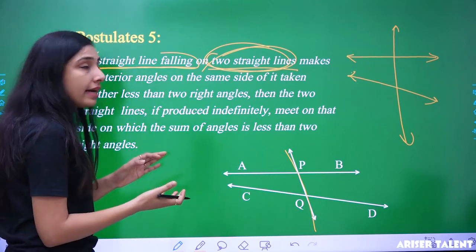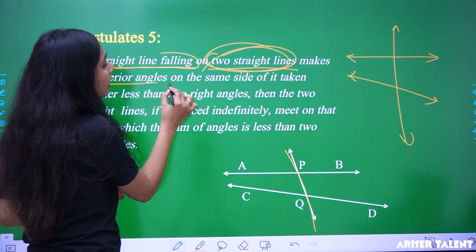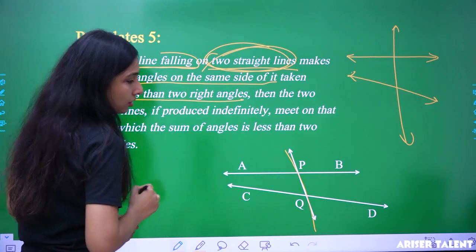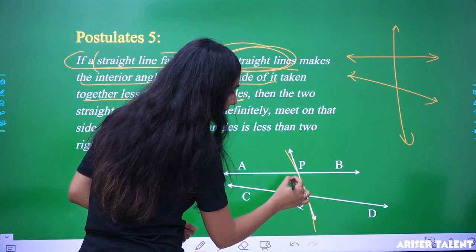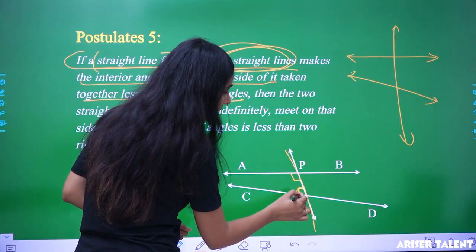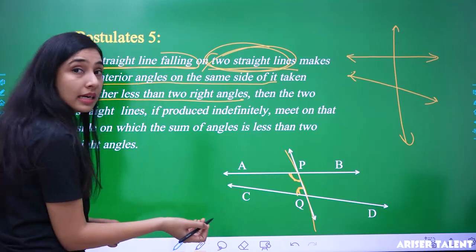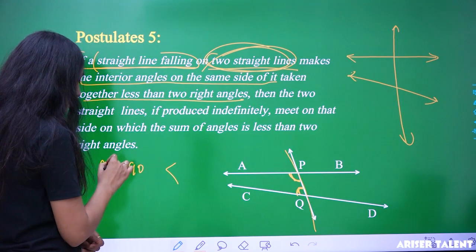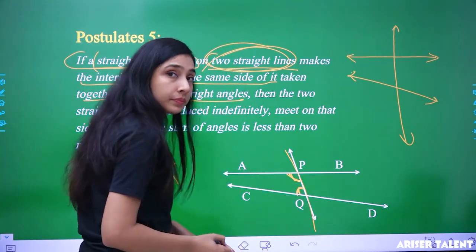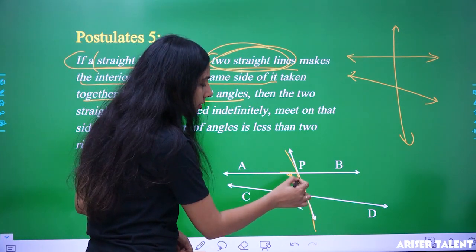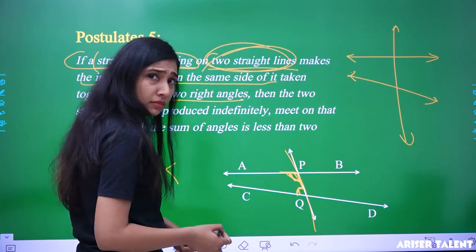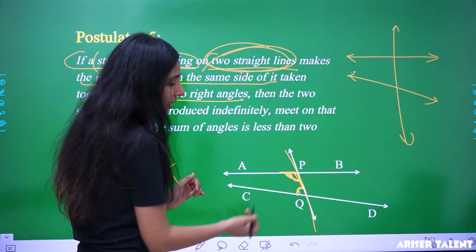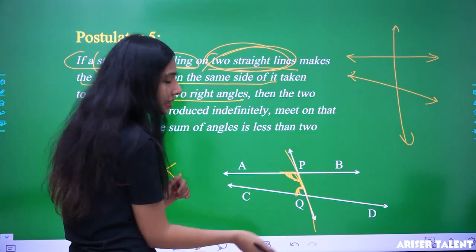Okay, now which side is taken? Interior angles on the same side of it taken together less than two right angles. So, if you look here, these two angles are what? Less than two right angles, that means 180 degrees. This particular angle is similar to 90 degrees, and this angle is less than 90 degrees.